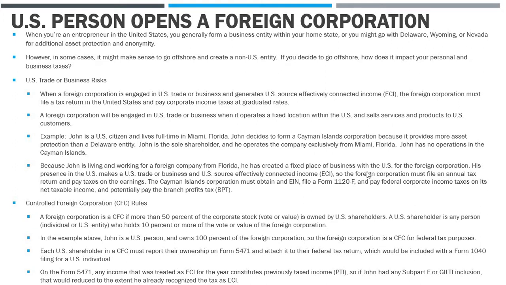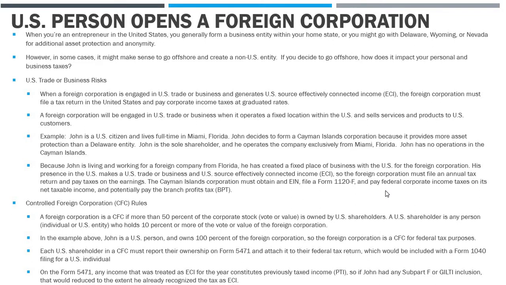So what does the Cayman Islands company need to do? Well, in order for any company to file a tax return, it needs an EIN, right? So even if it's a foreign company. So the Cayman Islands is first going to have to apply for and obtain an EIN. And once that's obtained, it can then file a Form 1120-F tax return. It reports its gross revenue that's effectively connected. It reports the expenses that are attached to it. And whatever the net income is subject to federal corporate income taxes.